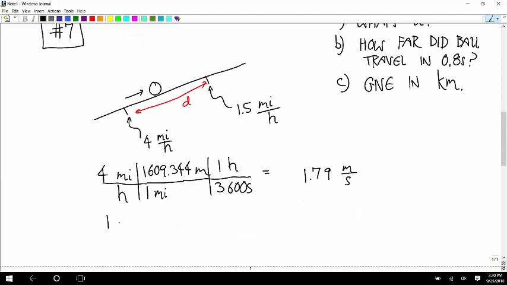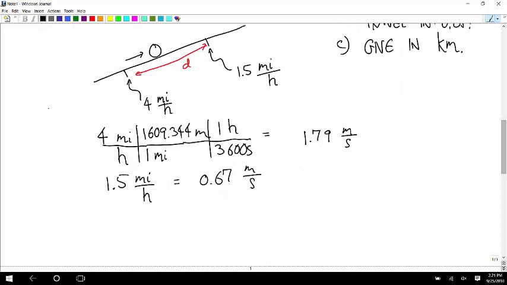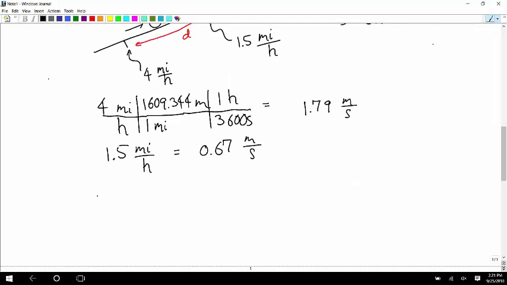And at the second location, 1.5 miles per hour is 0.67 meters per second. Okay. So the first thing we have to do is make those 4 choices. We have to choose our instant for time equals 0, our instant for time final, our 0 position, and our positive direction.